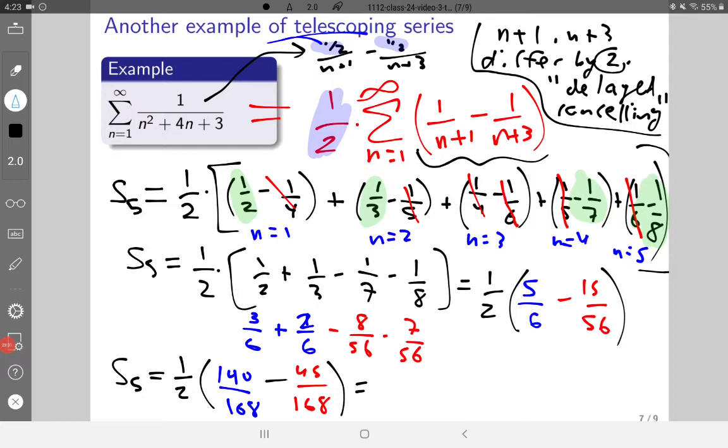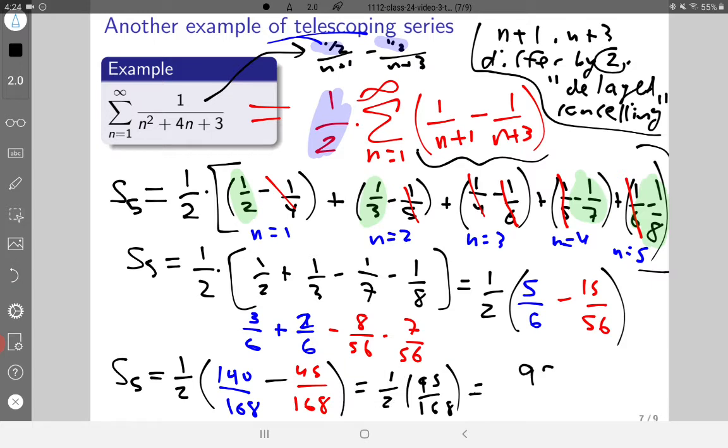So there, I've made a common denominator now out of the 6 and the 56. The least common multiple is 168. So I have 140 minus 45, so that's 95 out of 168. And dividing that by 2 from that 1/2 that I have in front of everything, that's 95 out of 336. That's the fifth partial sum, S5.